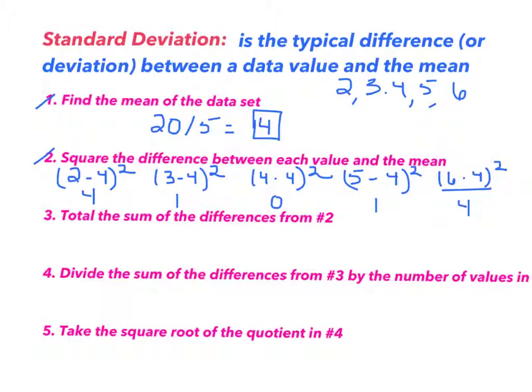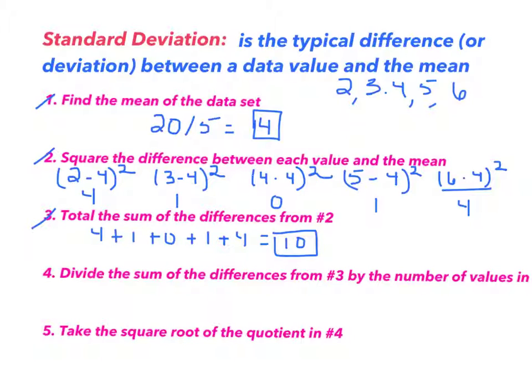Total the sum of those differences you just found from step 2. So we are going to add 4 plus 1 plus 0 plus 1 plus 4, which gives us 10. So we first found our mean. We took each data value, subtracted our mean, and squared it. And then in our third step, we added the differences squared, and we got 10.